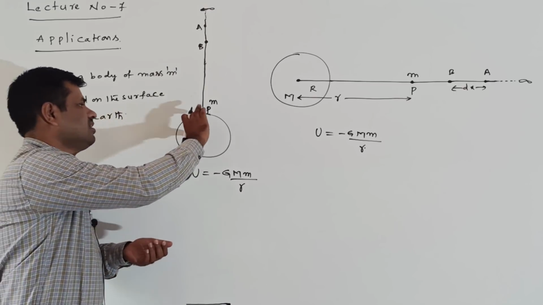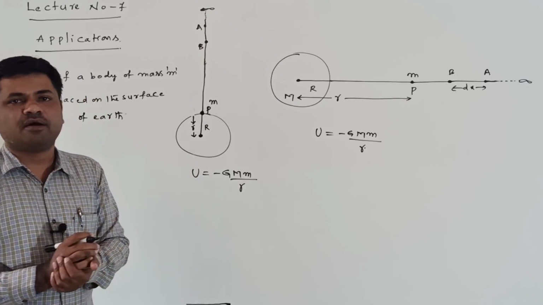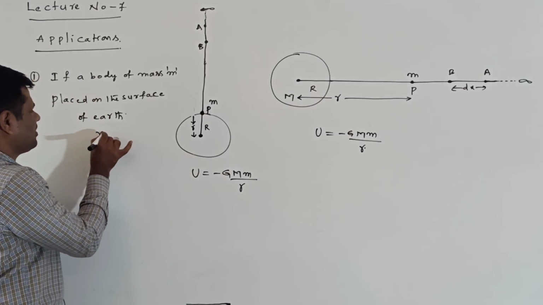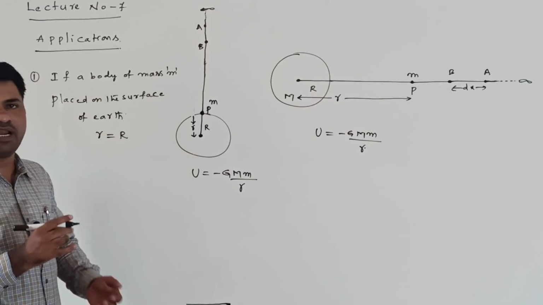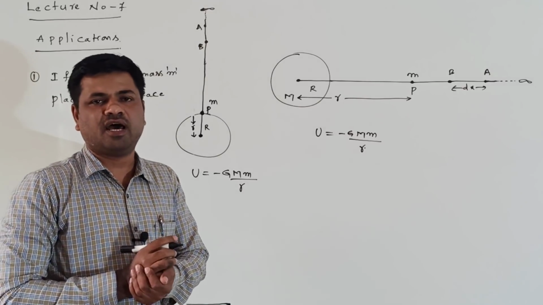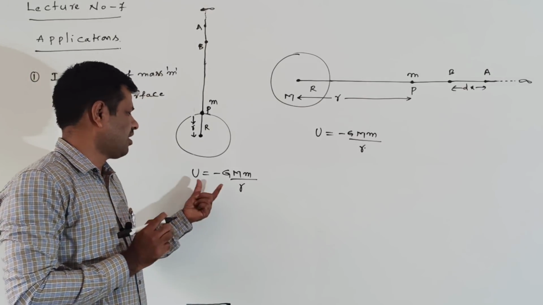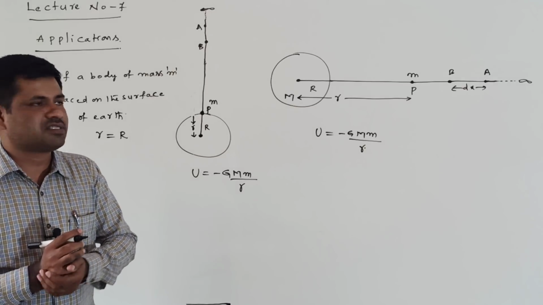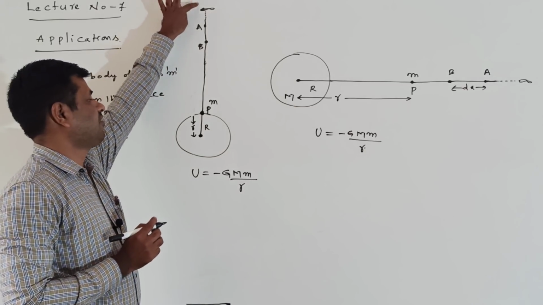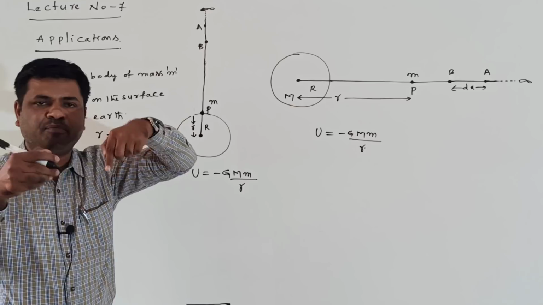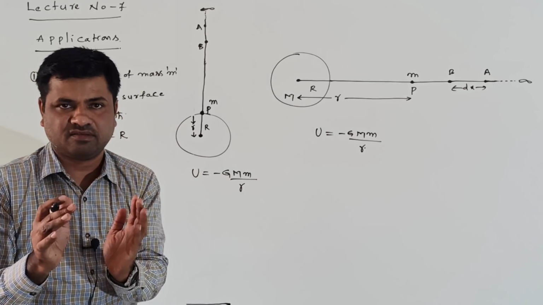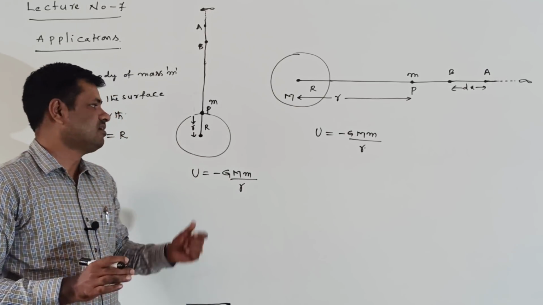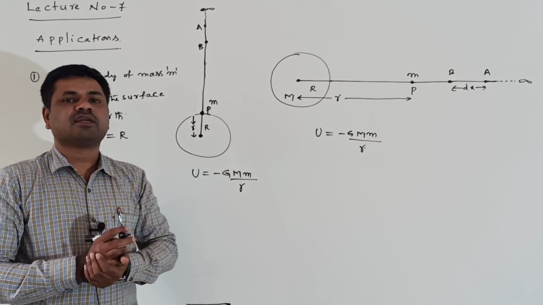Capital R, because this value is equal to what is here? Capital R. That's the reason I am taking capital R in place of small r. Why am I taking capital R in place of small r in the formula of the potential energy? Because the body is taken from infinity to point P. That point P I am placing on the surface of the earth. When placing it on the surface of the earth, that small r becomes capital R.